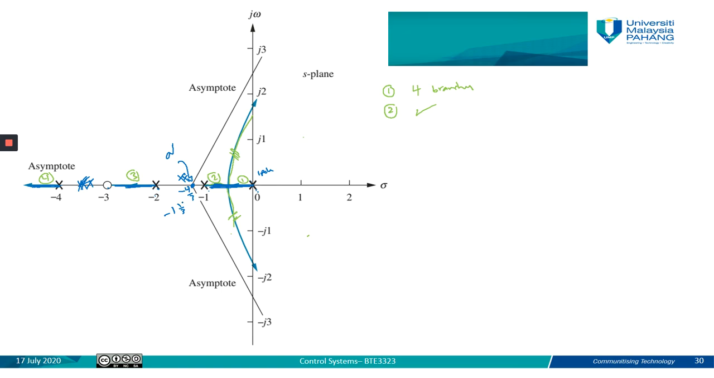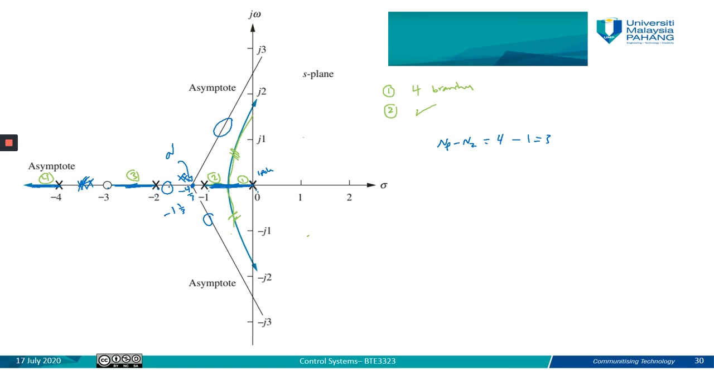Then the number of asymptotes equals the number of poles minus the number of zeros. We have 4 poles and 1 zero, so we have only 3 asymptotes. This is one asymptote, this is the second asymptote, and the third asymptote is placed on the real axis. So we have 3 asymptotes.